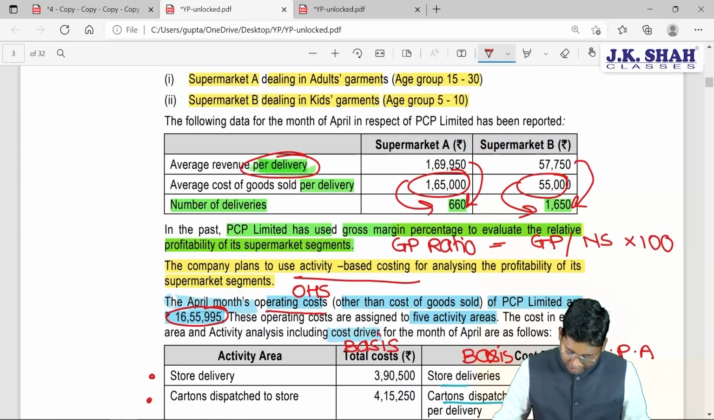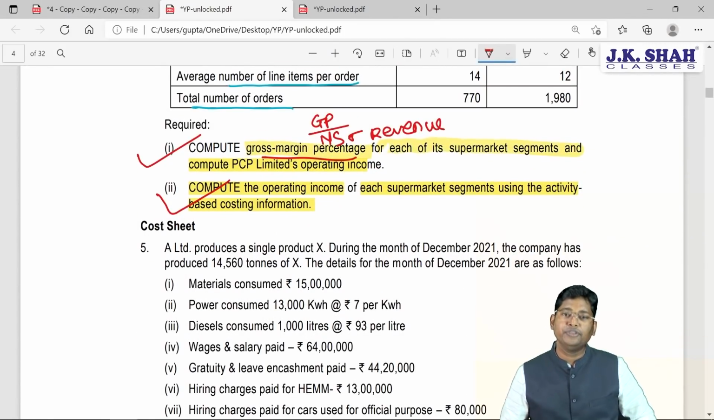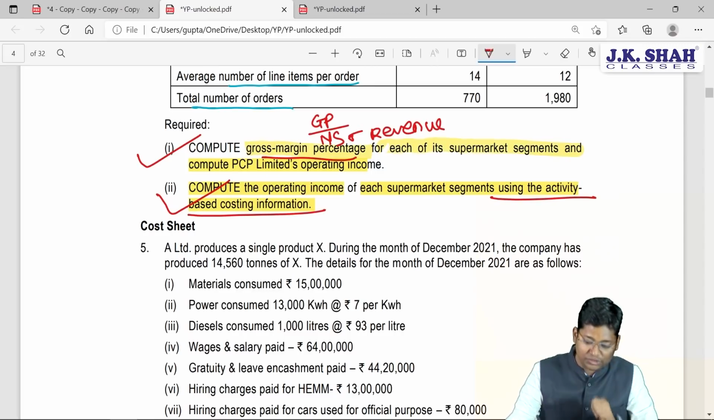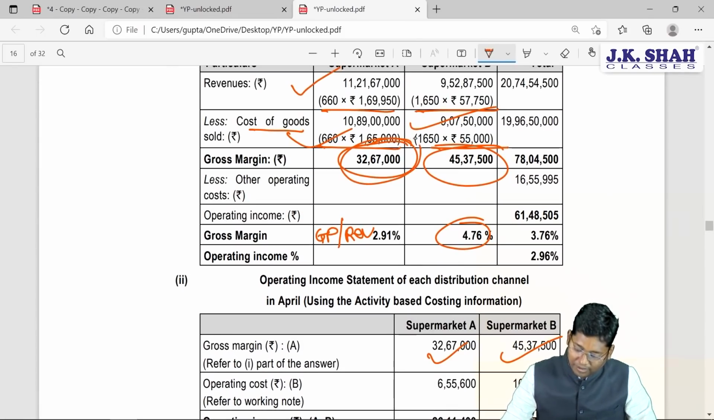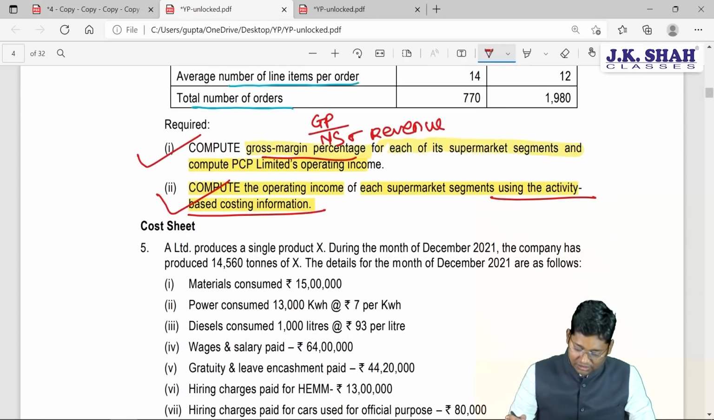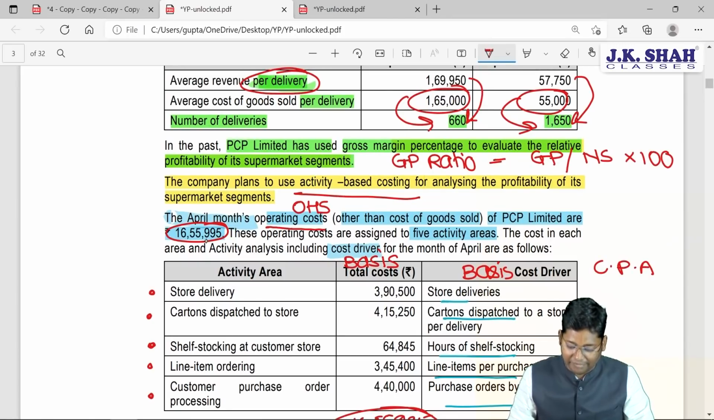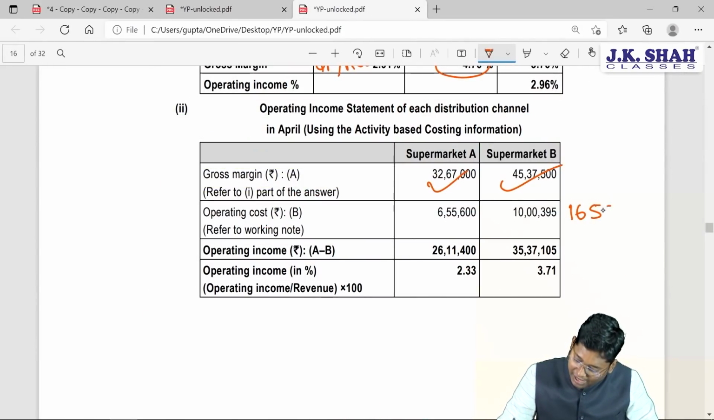The point number 2 of the question asks us to show the again operating income margin, but operating income margin we should show on the basis of activity based costing. Now for that purpose, very first I have taken gross margin from the previous calculation, and after gross margin the total overheads. Sir, what is the amount of total overheads? See here, total overheads are amounted to rupees 16,55,995. This 16,55,995 is divided into 2 parts by considering ABC technique.